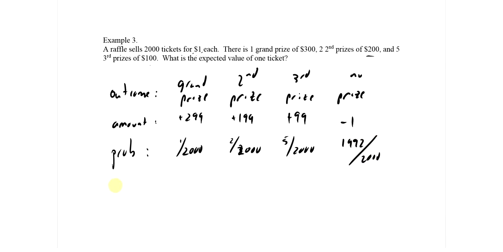Great. So the last line is multiply these down. 299 times 1 over 2,000, that's 299 over 2,000.